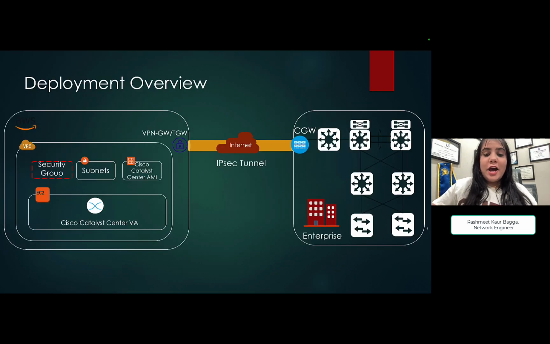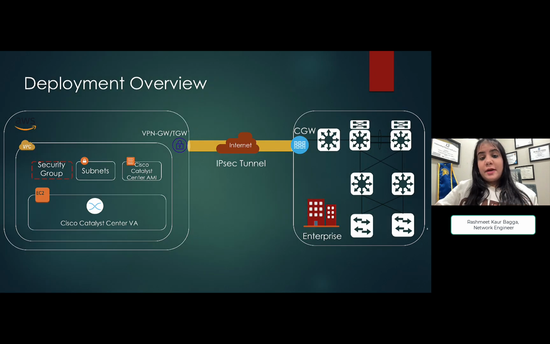Now let's look at how the end-to-end deployment looks. What we have on the left is the AWS Cloud, and on AWS we would deploy our Catalyst Center VM, and then via IPsec tunnel, Catalyst Center would be able to manage and monitor all the network devices that are on the right hand side in the enterprise network.